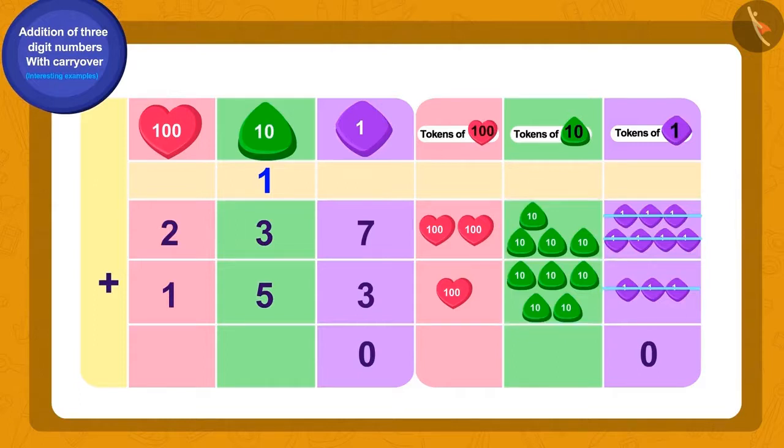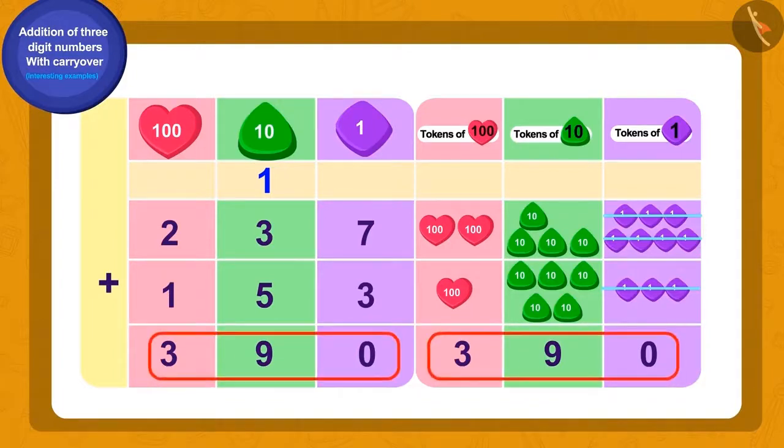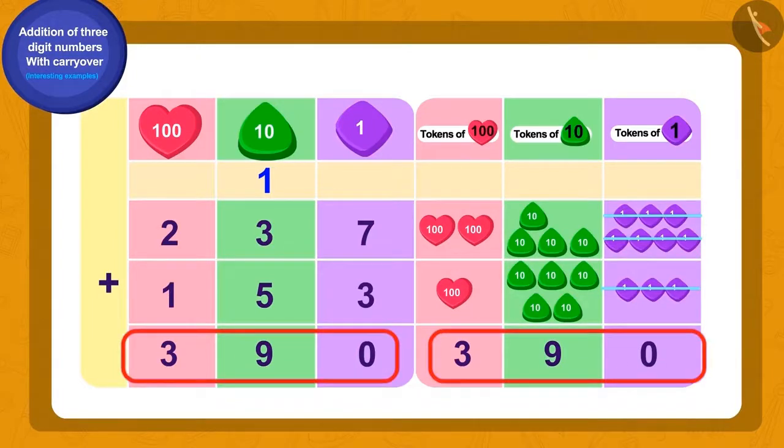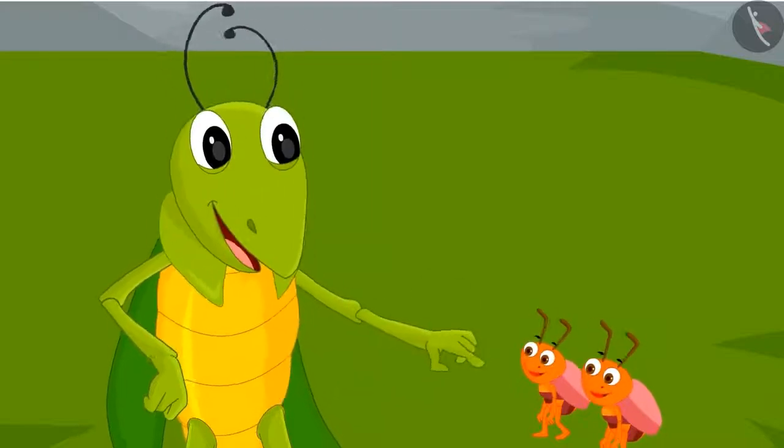If we add all the numbers written in the 10-digit place, what will we get? 9. Now at the end, if we add all 100-digit place numbers, we will get 3. Thus, there were a total of 390 animals in the herd.